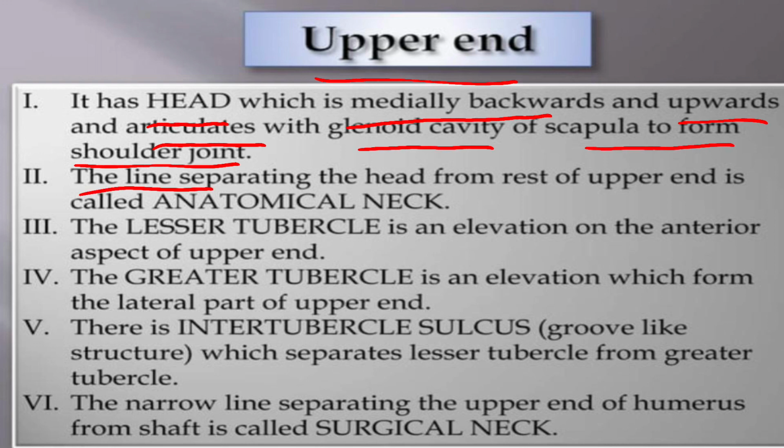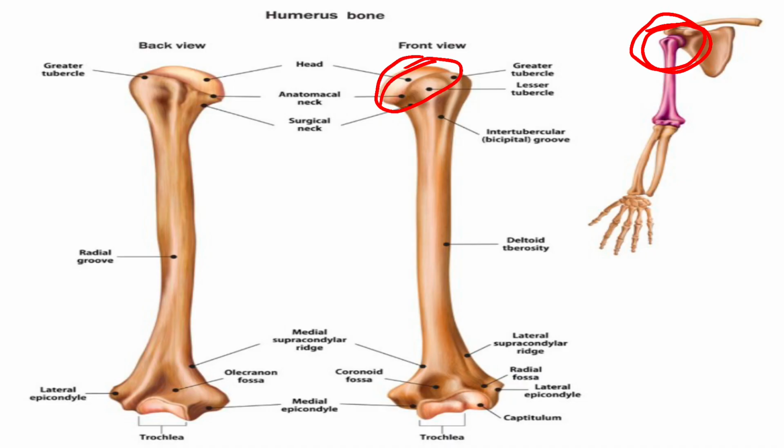The line separating the head from the rest of the upper end is called the anatomical neck. See in this diagram, this line is called the anatomical neck.